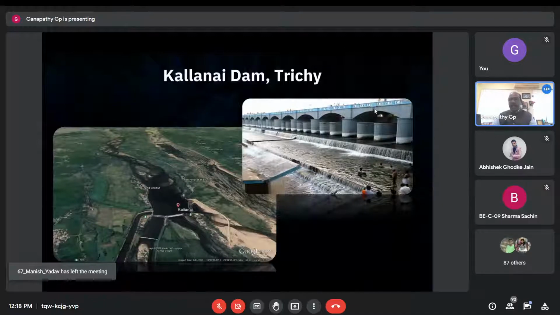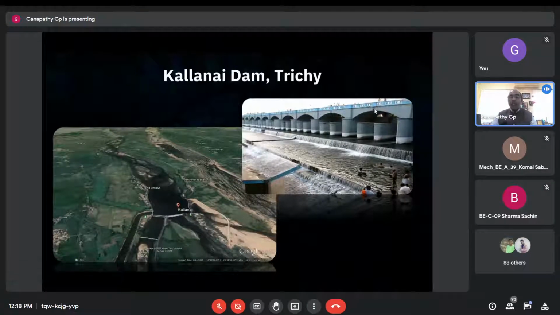And there's another dam, they constructed this dam on quicksand. It's a 1,000-year-old dam, still it is working, and you don't find a single crack in this dam. And this is a very, very famous dam which is there in Tamil Nadu.